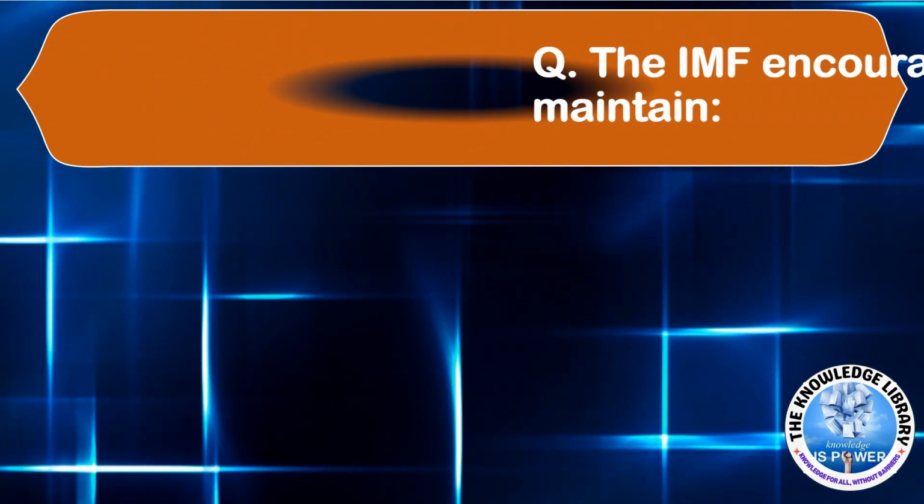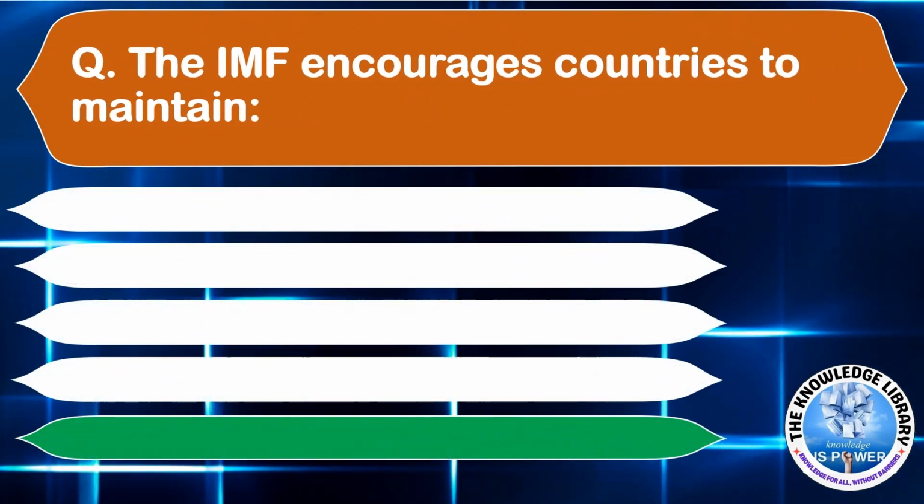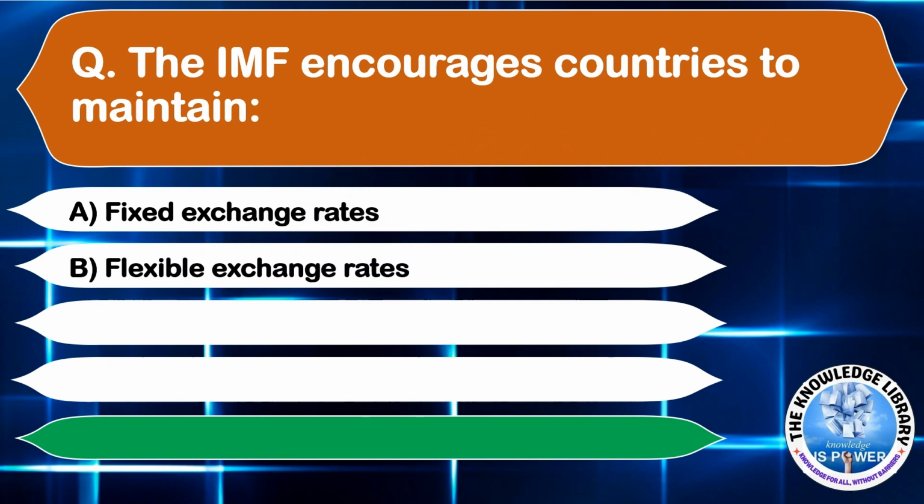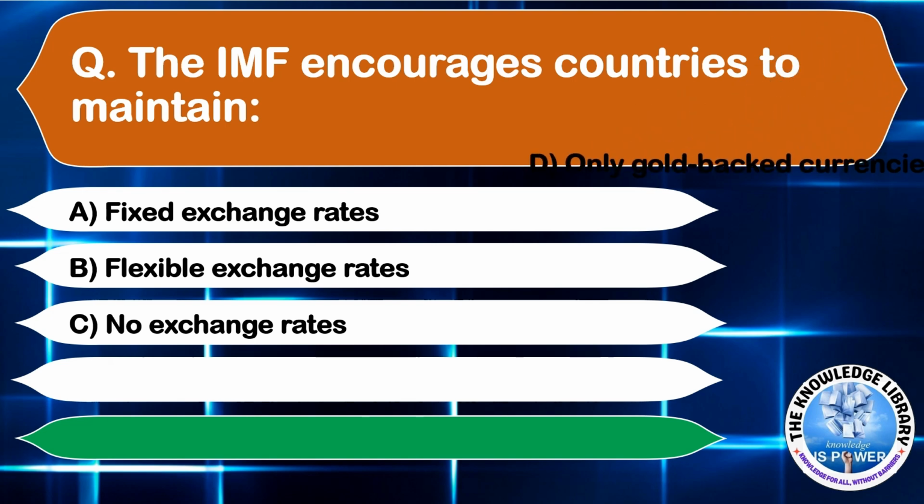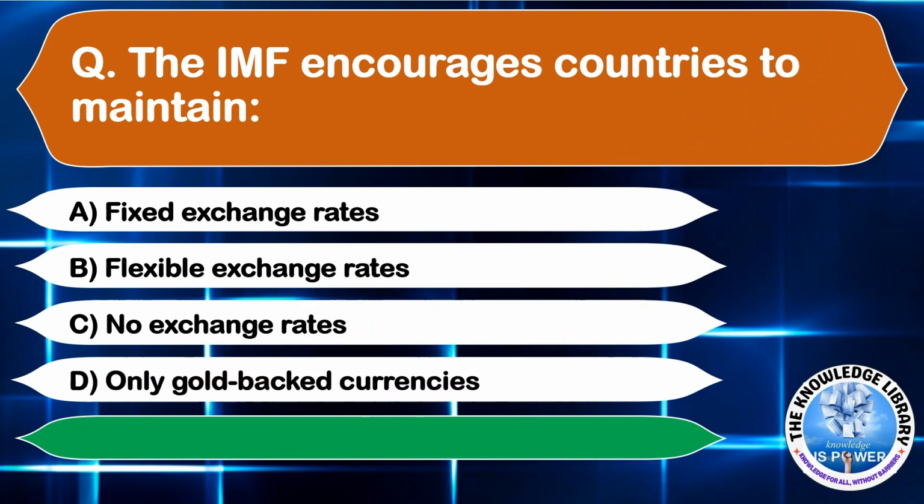The next question is, the IMF encourages countries to maintain option A, fixed exchange rates, option B, flexible exchange rates, option C, no exchange rates, option D, only gold-backed currencies. Answer is option B, flexible exchange rates.